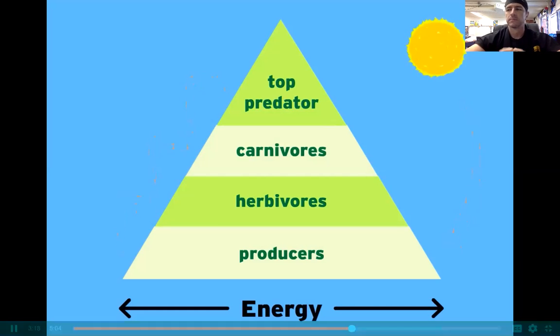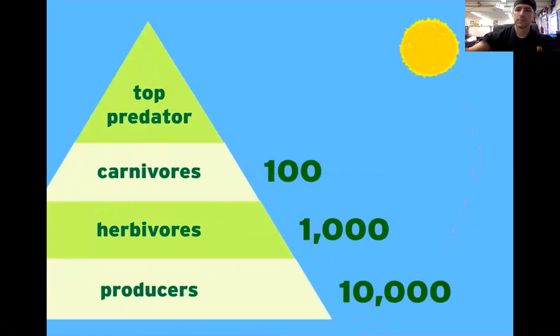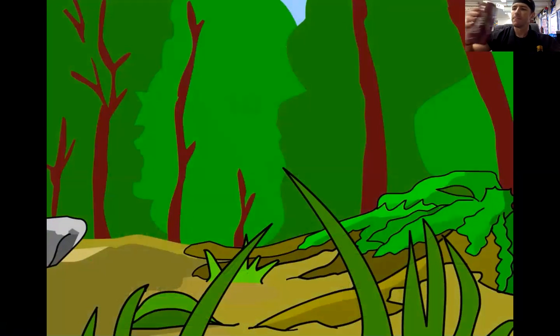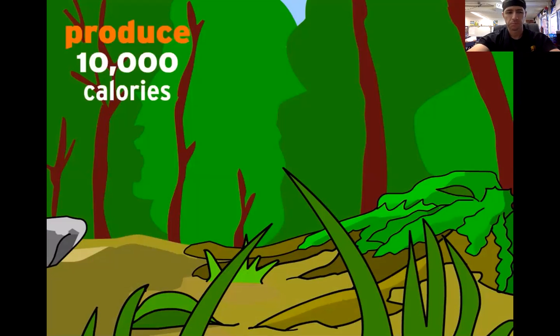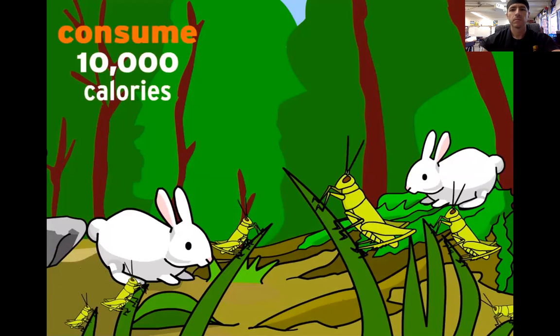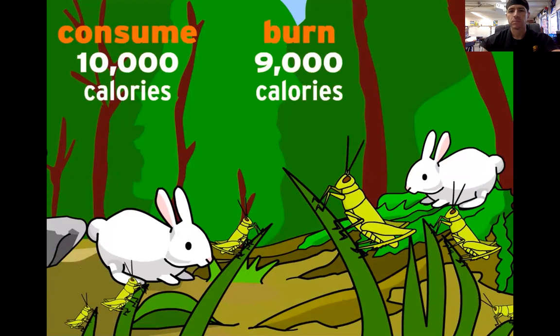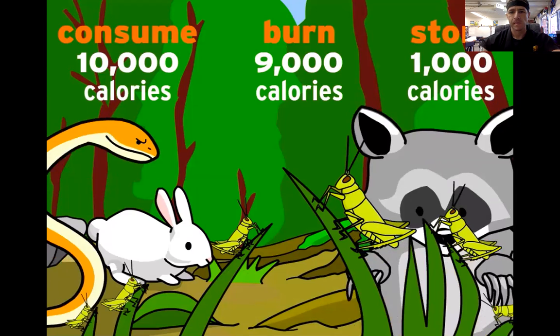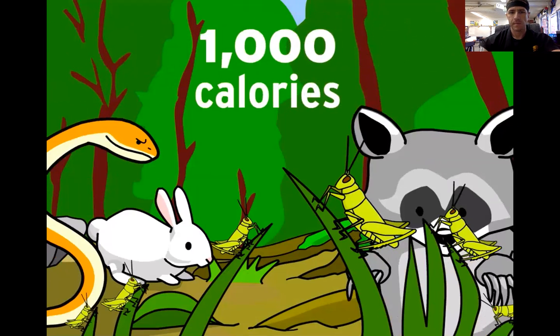In general, each level of the pyramid gets 10 times less energy than the level below it. So let's say you've got a square meter of forest. Every year, the plants growing in that little patch produce 10,000 calories. That's a unit of energy. Now, let's say herbivores consume those 10,000 calories. There's a lot of them. They burn 9,000 calories and store 1,000 in their bodies. So, for their predators, that square meter of forest produces only 1,000 calories of energy per year.